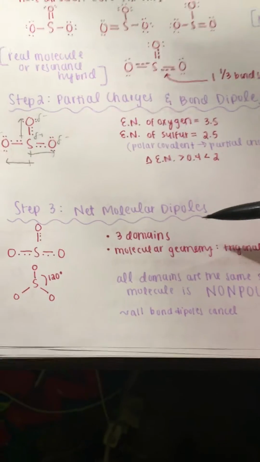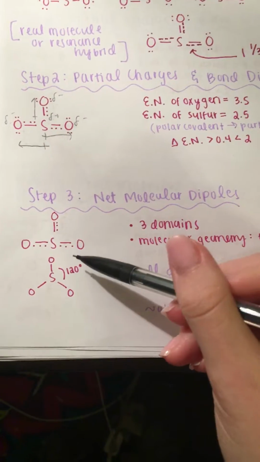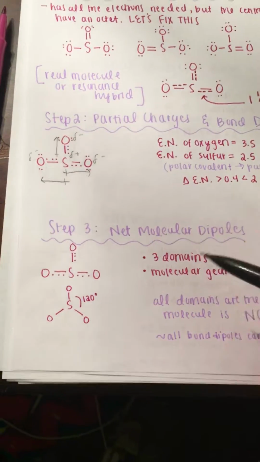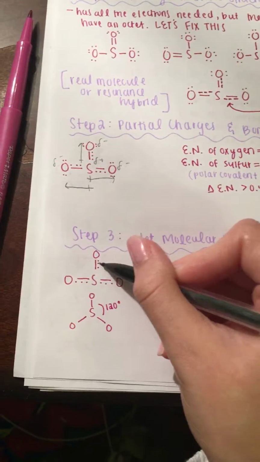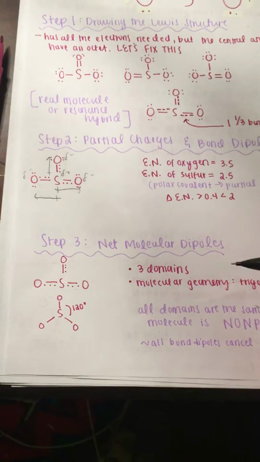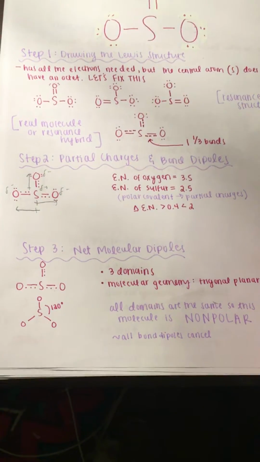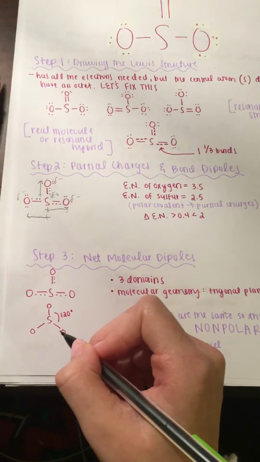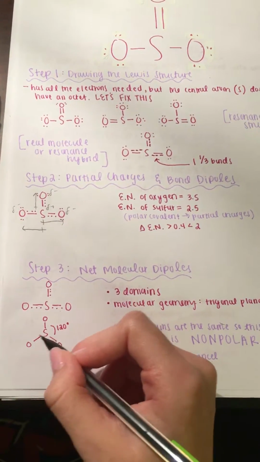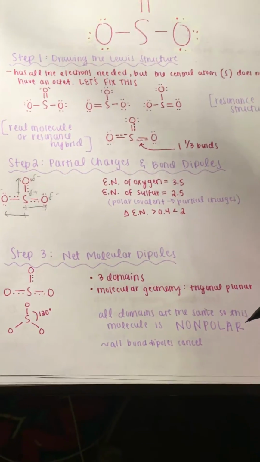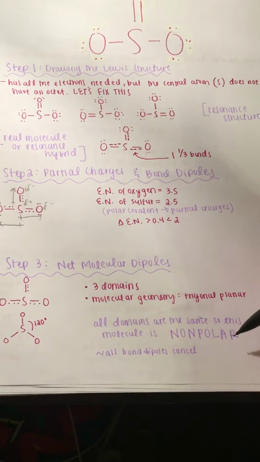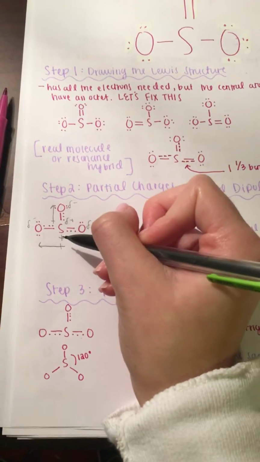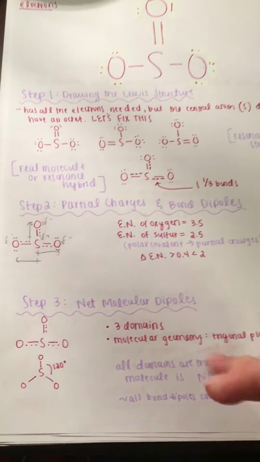Okay, now we can look at the net molecular dipoles. We see for this real molecule that it has 3 domains, so 1, 2, 3, and its molecular geometry is trigonal planar, which means that there's 120 degrees between each bond, and the domains are the same. So since all the domains are the same, this molecule is nonpolar, and the dipoles cancel. Because they're all the same, they're going to cancel.